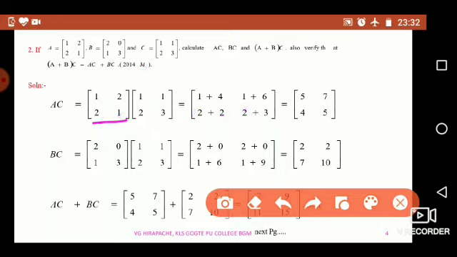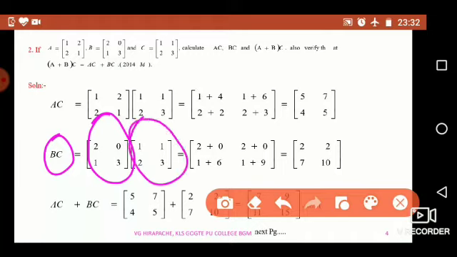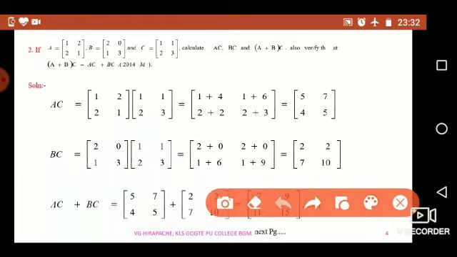So the second one is matrix BC. Matrix BC equals matrix B, whose elements are 2, 0 and 1, 3 in the first and second row respectively, times C, a matrix containing the elements 1, 1 in the first row and 2, 3 in the second row. Again by matrix multiplication we multiply by row and column. Therefore 2 ones are 2, 0 twos are 0. Therefore 2 plus 0. We do the same with the second column. 2 ones are 2 again and 0 threes are 0. We'll get the elements in the first row 2 and 2.